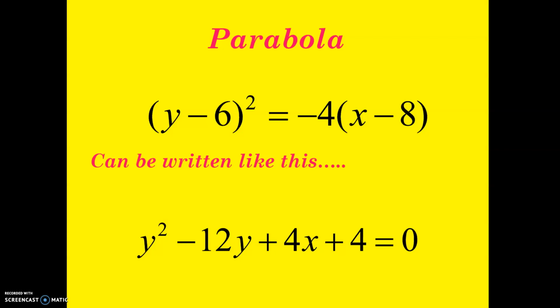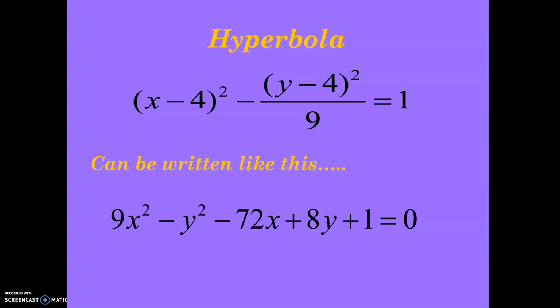Then we have a parabola. If we were to FOIL this, distribute this, and move everything to one side, you'd end up with just one squared term, and in this case, that's the y squared term. So that's how we know that it's a parabola.